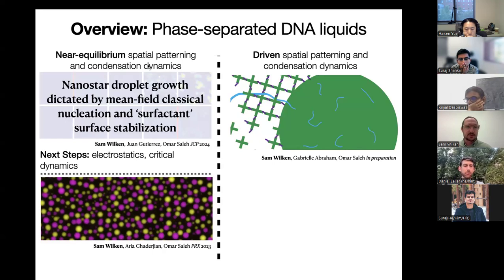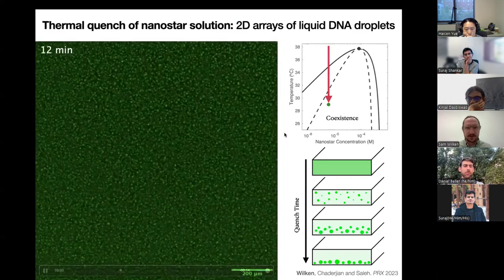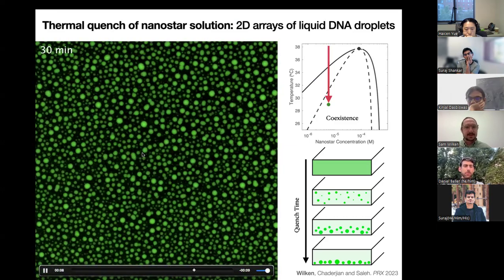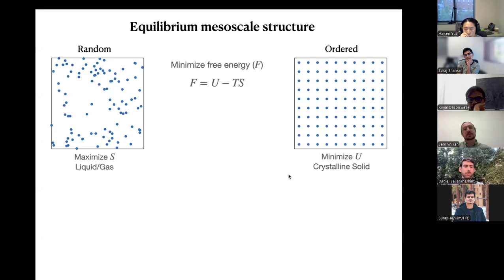Now I'm more interested not in the condensation dynamics, but in the spatial patterning. I want to show this movie one more time, where we form droplets by quenching into the coexistence regime. What determines the arrangement of these patterns? This is a thermodynamic process. This system looks random to me. But in an equilibrium sense, what determines the mesoscale structure is essentially that the second law of thermodynamics tells you to minimize the free energy.